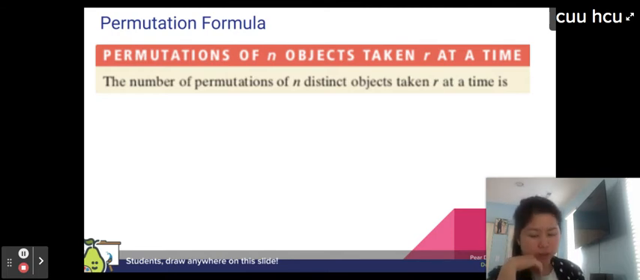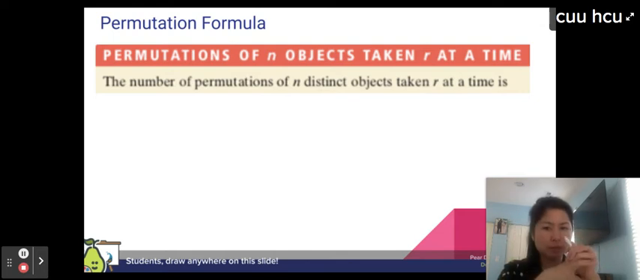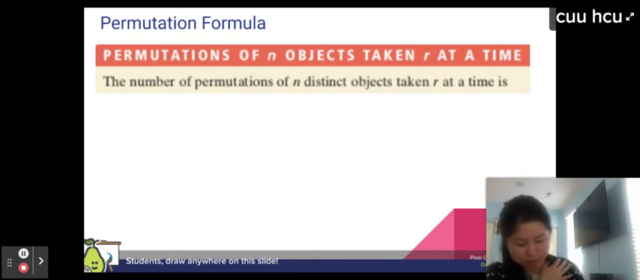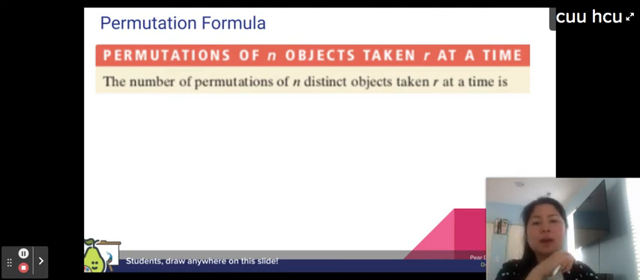So the permutation means that if you have a total of n objects, you may not take all of them. You may take part of it. So n means the total of items, and r is how many you take at a time. So for example, for this class right now, I have 16 students.